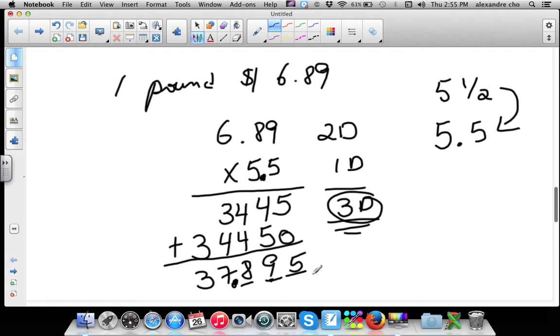Okay. Because this is money, you're going to round 37.895 to, you're going to cut it right here. Money goes 2 decimal places, and that 5 is strong enough to push that 9 1 over. So that rounded is going to give you 37.90. So that's how much you will pay for 5.5 pounds of Virginia ham. Okay.